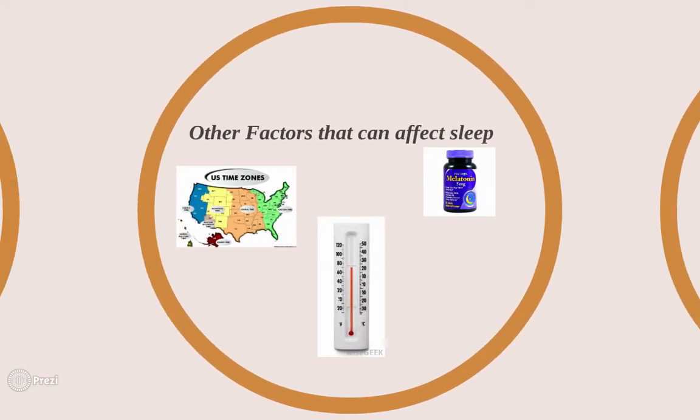So other factors that can affect sleep are going to be time zones, the temperature. When it is colder in a room, children, when I'm teaching, are more likely to be sleepy because the cold wants us to curl up in a ball and maintain our warmth and to rest and to sleep, because your body fights harder to stay warm, so it needs to rest. And then melatonin if you have insomnia or things like that.